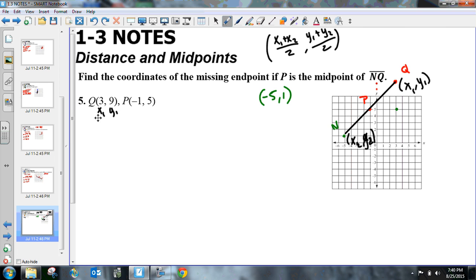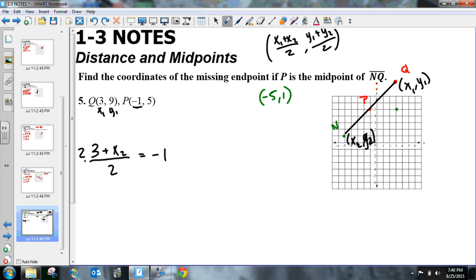I'm going to just focus on the x part right now. If I plug 3 into my midpoint formula, and x sub 2, which I don't know what that is, but I bet it's -5, and then I divide that by 2, that's going to give me the x value of my midpoint, which is -1. So if I evaluate and find the x value of my midpoint, it should give me -1. Let's go ahead and solve for x sub 2.